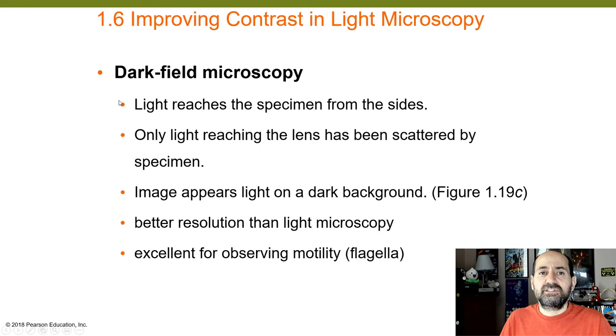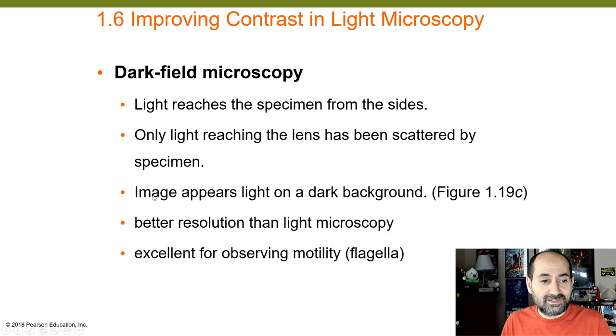Same thing with dark field. Remember, we could slide our condenser over to the dark field setting with the DF abbreviation on our condenser. And that's another way of artificially improving contrast, but a totally different way. It allows only light that reaches the specimen to get collected into the objective. Any light that does not strike the specimen escapes the objective. So what you effectively get is a bright image on a dark background.